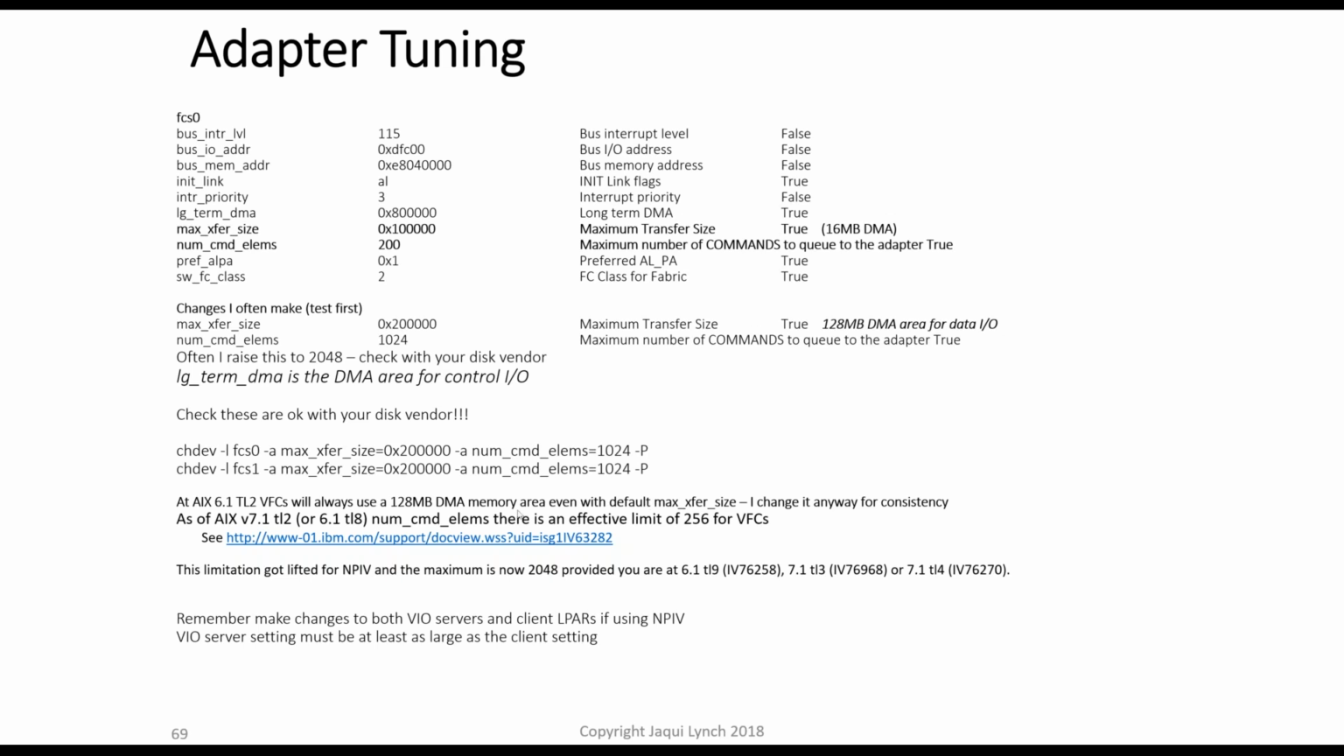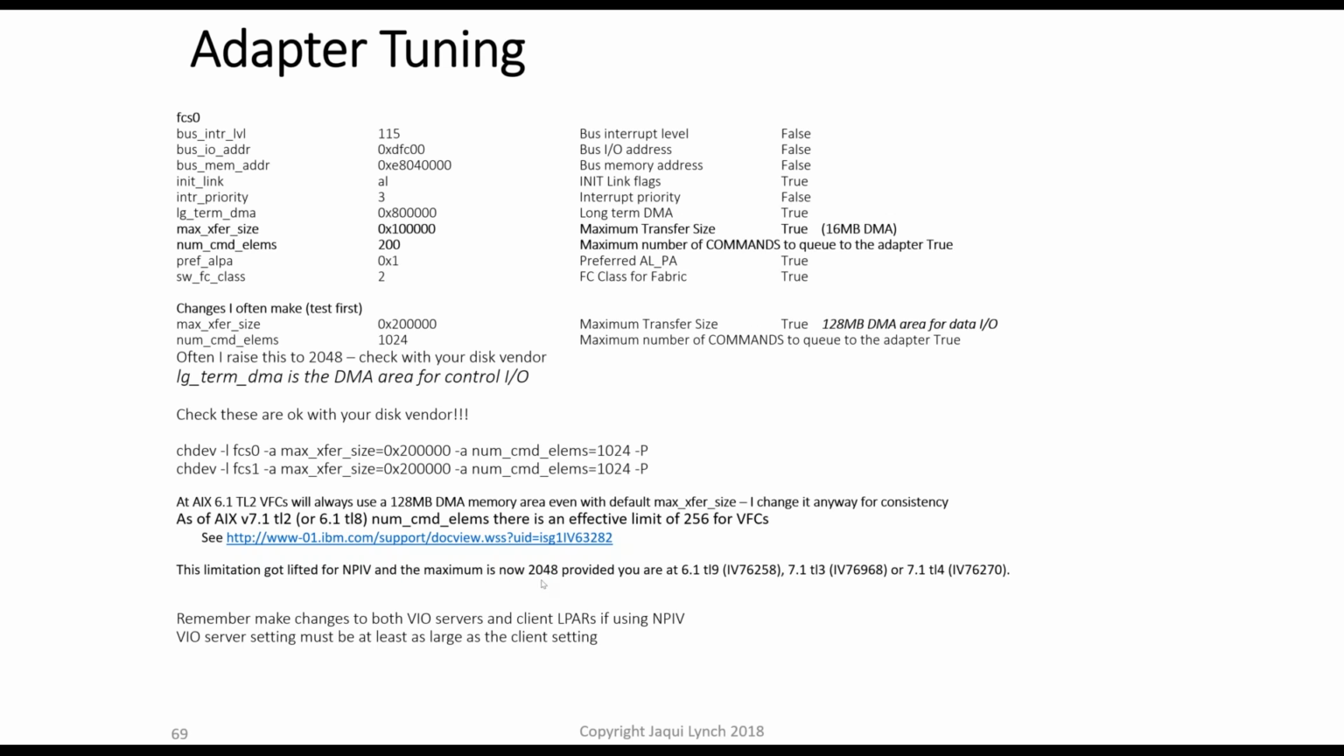There was a level of AIX, I think it was 6.1 TL2, where the virtual fiber clients would always use a 128 meg DMA no matter what you put. If you left it at the default, I change it for consistency anyway. And then again, as I said, at 7.1 TL2 and 6.1 TL8, they put a limit in of 256 for the num_cmd_elems. That got lifted depending on which of these TLs you were at. You can actually go back to the higher levels if you want to.